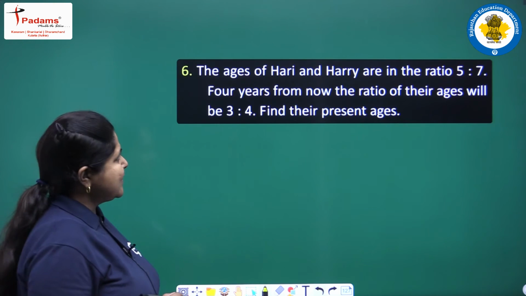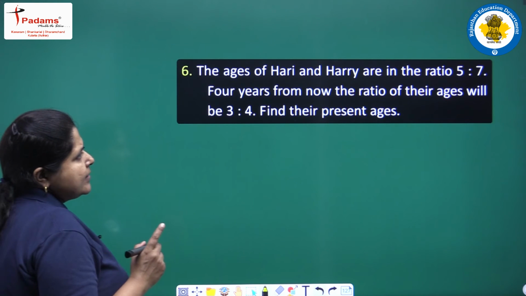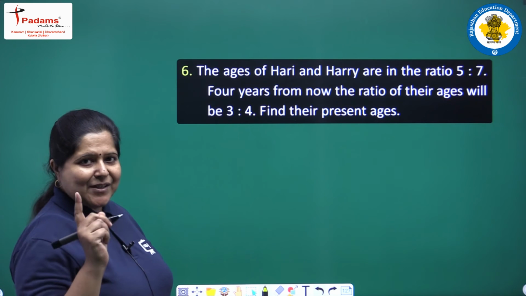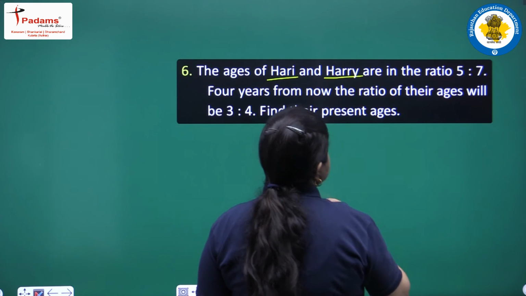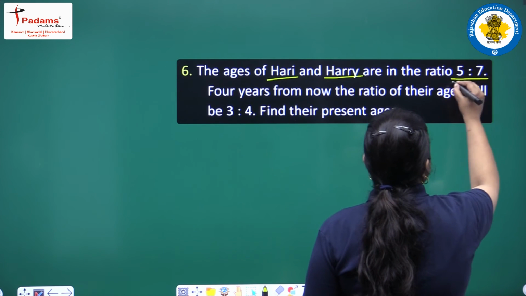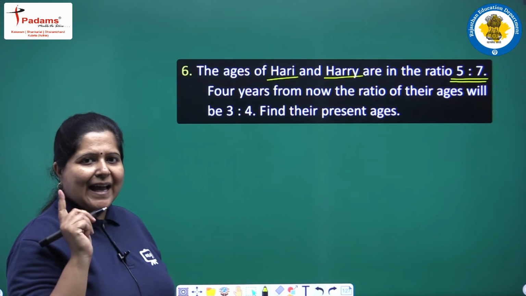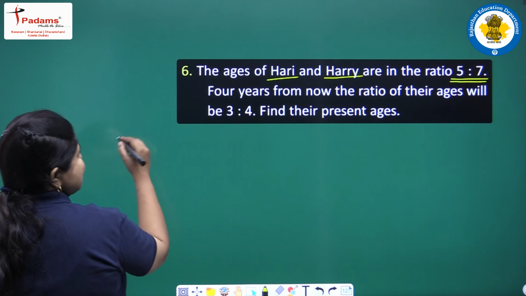We have the question number 6. The ages of Hari and Harry are in the ratio 5:7. Again the question on age, and two people are there, Hari and Harry. From this sentence we can easily take up their present age to be, yes, 5x and 7x years. Very good. Let us do this.